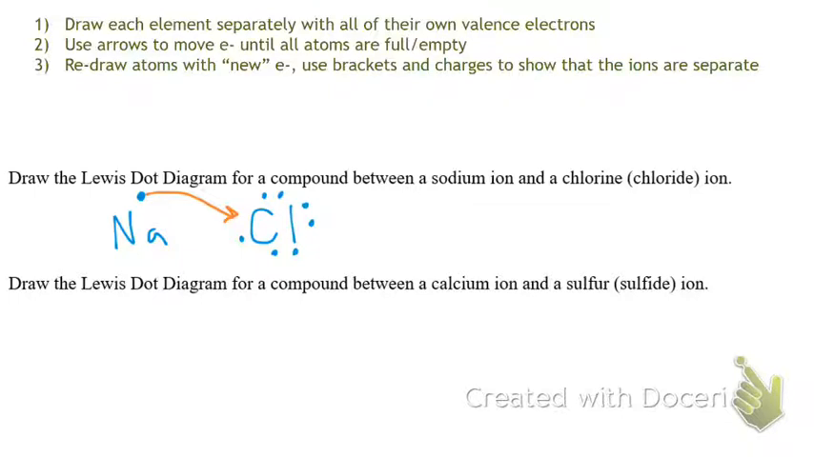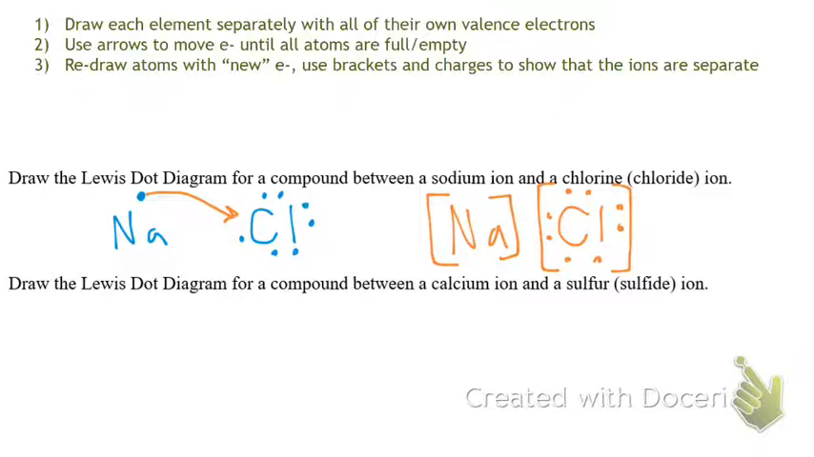So Na loses one, Cl gains one. That's that second step, just drawing an arrow. Now we're going to redraw our atoms, Na and Cl, with their new electrons, meaning Cl now is going to have 8 valence electrons around it, and Na is going to have none. And then we need to put each of them in square brackets and give them their charge.